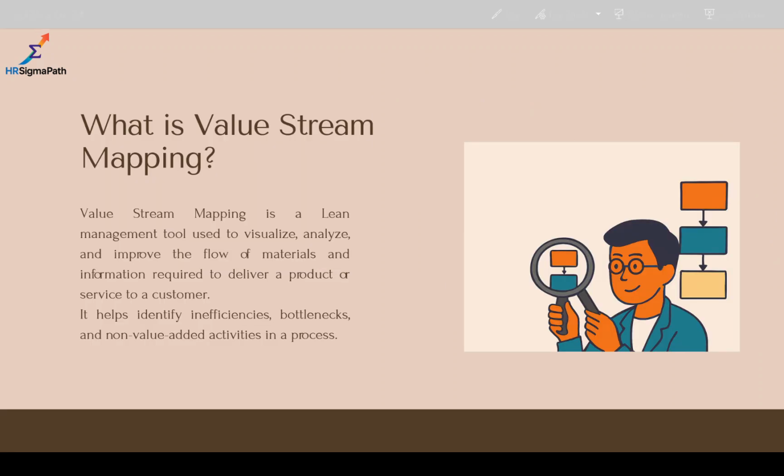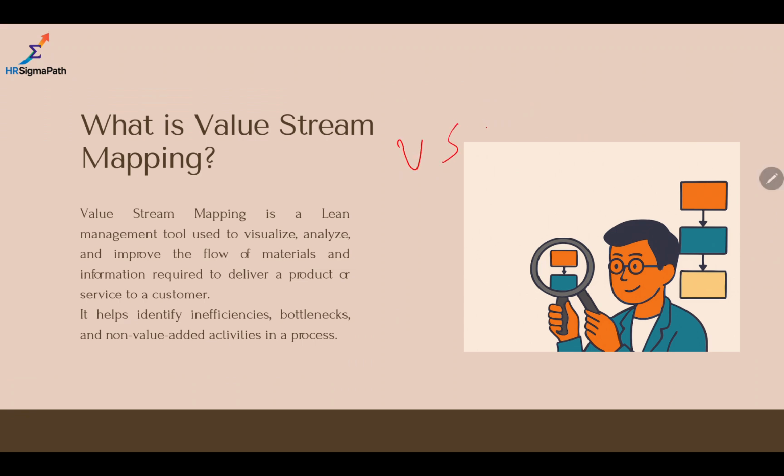So what is value stream mapping? Value stream mapping, or VSM, is a simple yet very powerful tool for Lean Six Sigma. It helps us see how work flows through the process and where things slow down.